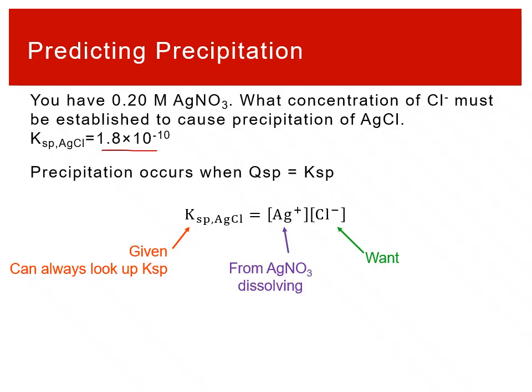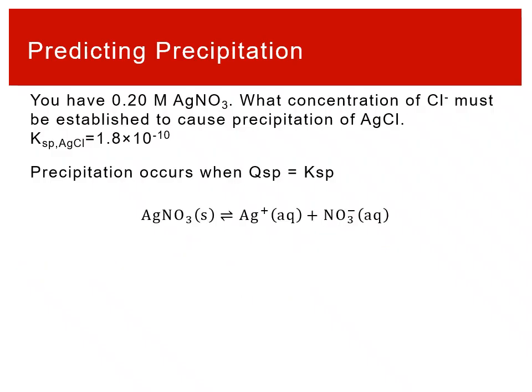And then the concentration of silver is in the solution from the silver nitrate. So we should figure out how the silver nitrate is going to dissolve, how much silver is going to be in solution, look up a KSP, then we can solve for the chloride concentration at which precipitation will occur. So silver nitrate dissolves into silver cations and nitrate anions. It's a 1-to-1 ratio between silver nitrate and silver cations. So the concentration of silver cations is going to be the same as the concentration of the solid. It was 0.2 molar of the compound, so since it's 1-to-1, it's going to be 0.2 molar for the silver cation.